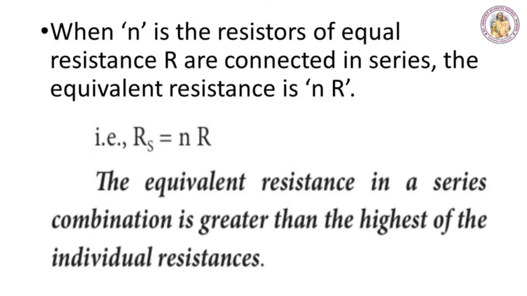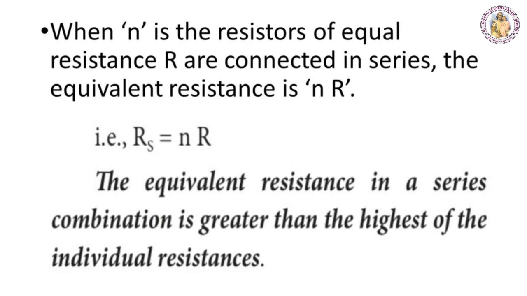Finally, we get Rs is equal to nR, where n is the number of resistors of equal resistance R connected in series. The equivalent resistance is nR. The equivalent resistance in a series combination is greater than the highest of the individual resistances.